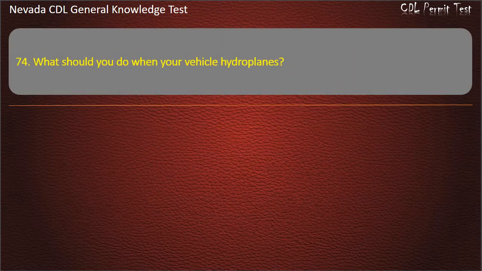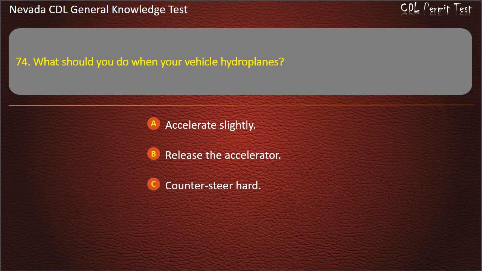Question 74. What should you do when your vehicle hydroplanes? Accelerate slightly. Release the accelerator. Countersteer hard. Answer. Release the accelerator.